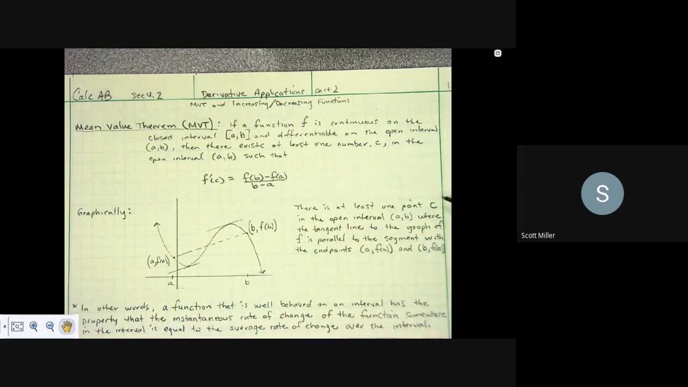There's at least one point C in the interval, at least one, there could be more, where the tangent line of the graph of F is parallel to the segment with the endpoints A and B. So basically the secant slope.